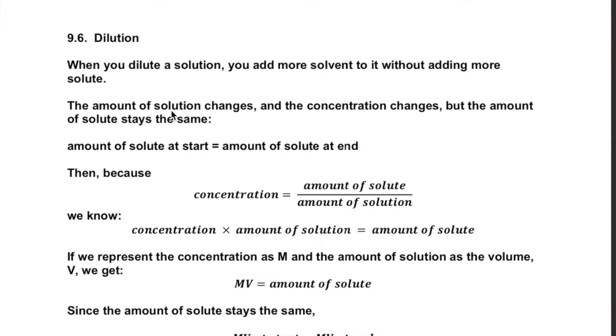You'd put more water in there, but the amount of juice would remain the same. So the total amount of drink you have changes, the concentration of the drink changes, but the amount of juice that's in there is going to stay the same. So at the start and at the end, the amount of solute is the same.